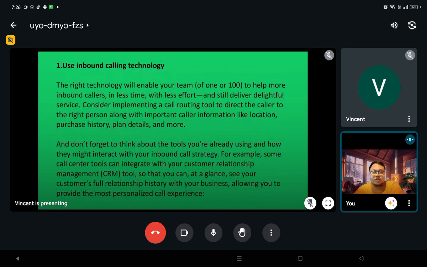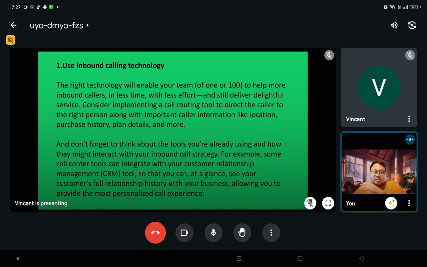First, use inbound calling technology. The right technology will enable your team to help more inbound callers in less time with less effort. If our technology is not good for inbound calling, we might encounter some difficulties in answering our customers.